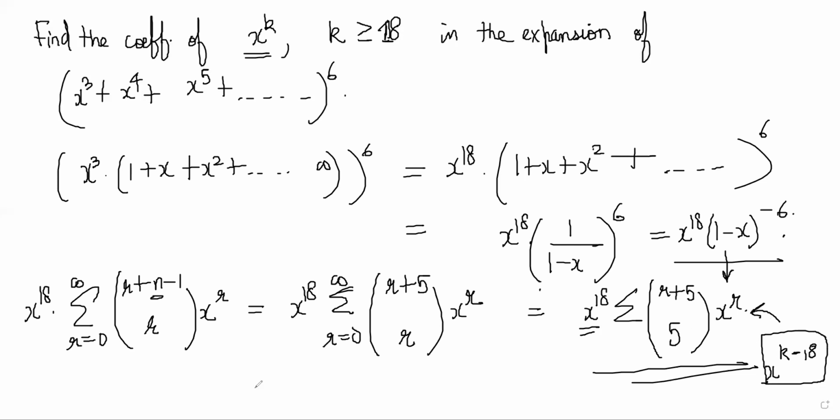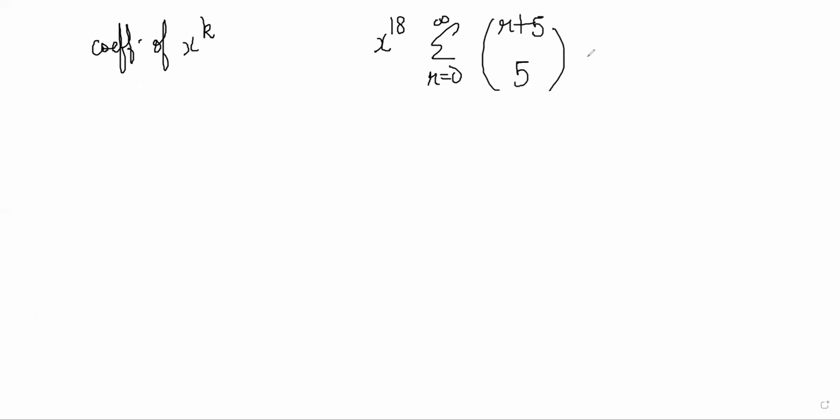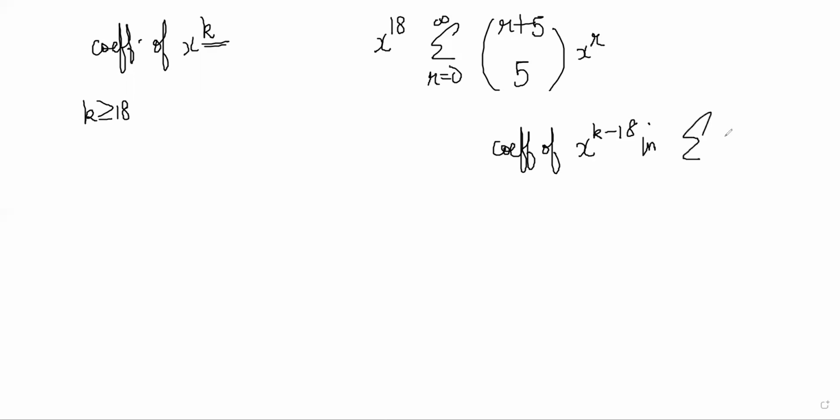Okay, so that is fairly straightforward. I'll just write it here. Coefficient of x power k was asked, and we have the sequence x power 18 summation r goes from 0 to infinity r plus 5 c5 x power r. So if I need coefficient of k where k is greater than equal to 18, I have to find out coefficient of x power k minus 18 in this series summation r plus 5 c5 x power r, right?